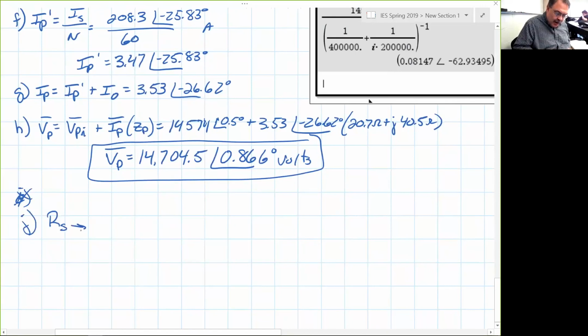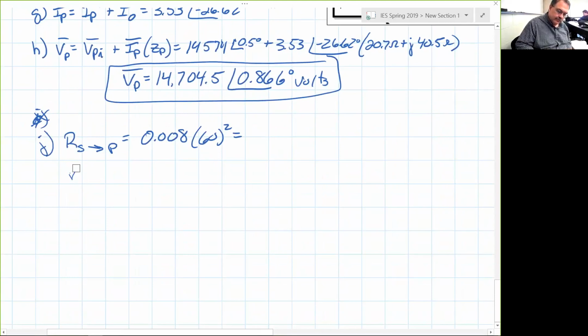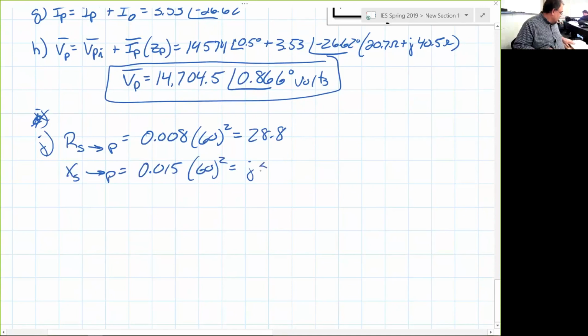R secondary to primary. So we multiply by n squared. So it would be 0.008 times 60 squared. And X secondary to the primary would be 0.015 times 60 squared. And the book gets 28.8 and J 54 ohms.